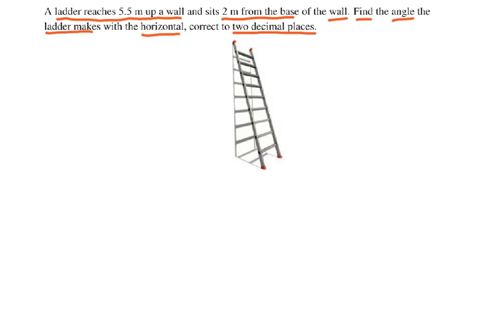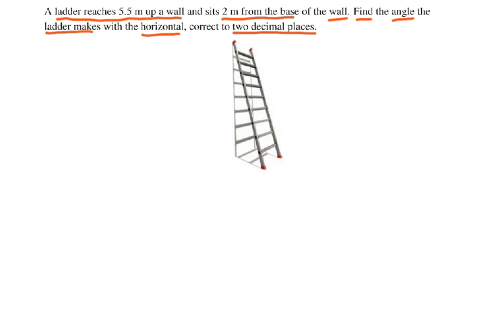Let's have a look at a worded problem. A ladder reaches 5.5 metres up a wall and sits 2 metres from the base of the wall. Find the angle the ladder makes with the horizontal correct to 2 decimal places. Step 1 when doing a worded problem is to ensure that you read the question first, then underline the important bits of information so that you can pop it onto a diagram. Now there is a diagram there for you to give you an idea of how to start this process.